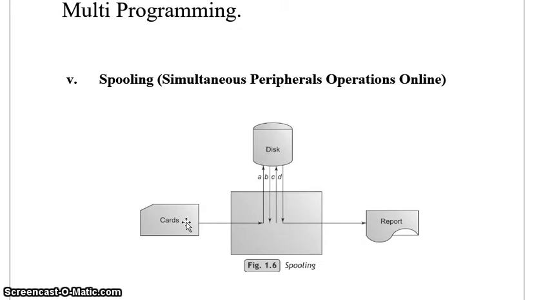Next, you will be taking those tapes to another machine, that is the 7094, for processing. Then again from the 7094 you will be taking them for printing. So that process is being reduced using this concept called spooling. It is simultaneous peripherals operation online.